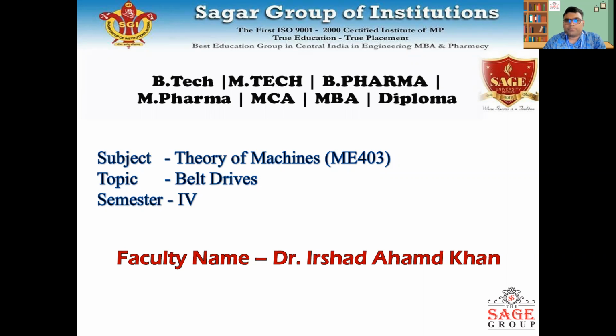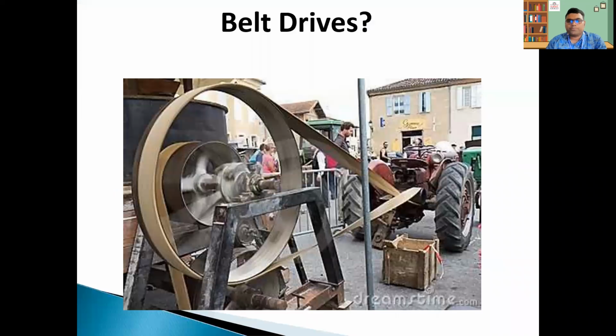So belt drive is used to transmit the power from one shaft to another shaft. Let's say this is a typical belt drive. You can say this is a pulley and this is a belt. Here the driving pulley is attached to the backside of the tractor, and this system is very much used where electricity is not available. This belt drive can be used for a flour mill, for an oil mill, or any other things where we require some rotational motion at the output.